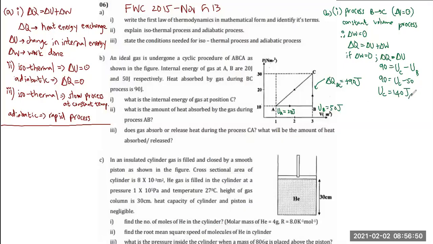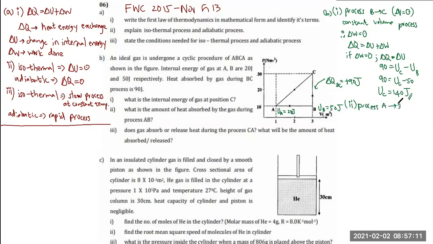So 140 joules is the answer. And then let's move on to the second part. What does it say? Roman 2. What is the amount of heat absorbed by the gas during process AB? Good. Now, talking about process AB, first, okay, process AB.